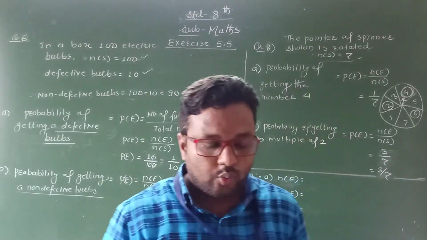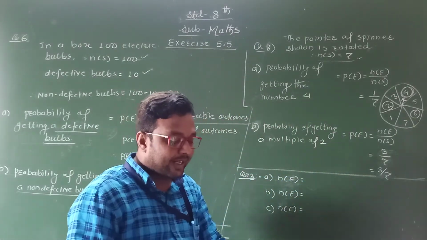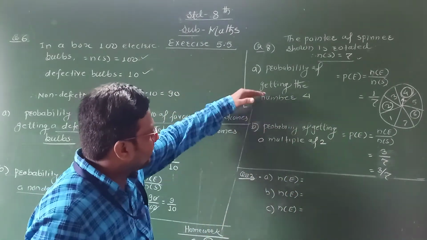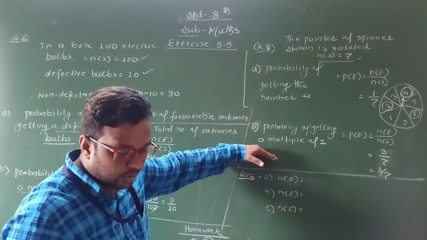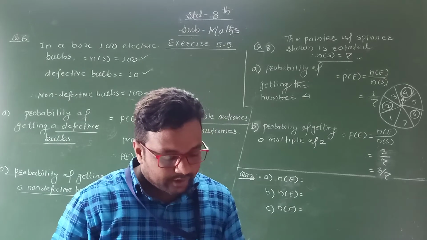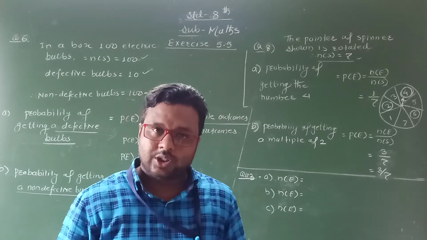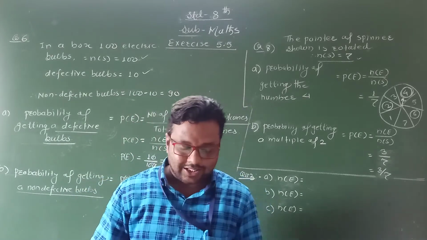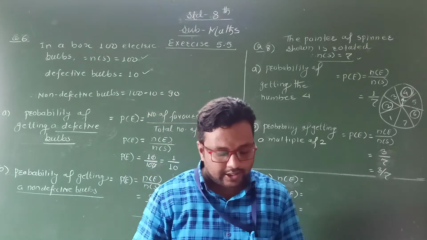Now note down your homework. Example C and D from question number 8 from this example. Okay, this is homework for you. And question number 7. And you have to complete the tick the correct answer, question number 1 from exercise 5.5. Okay, tick the correct answer.